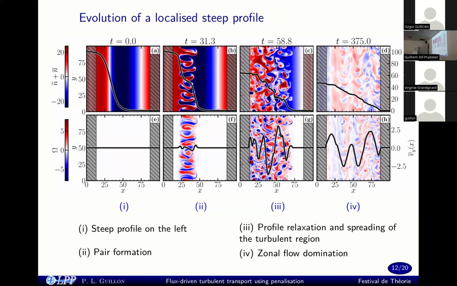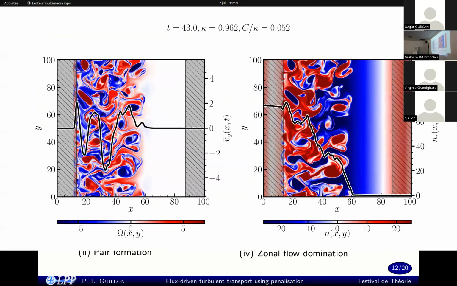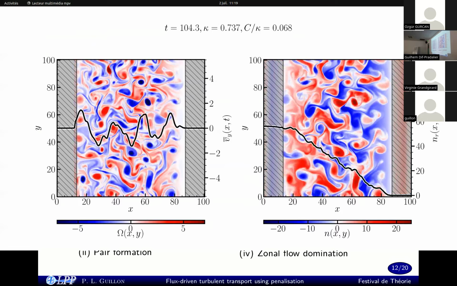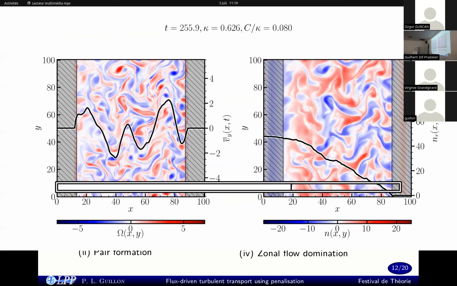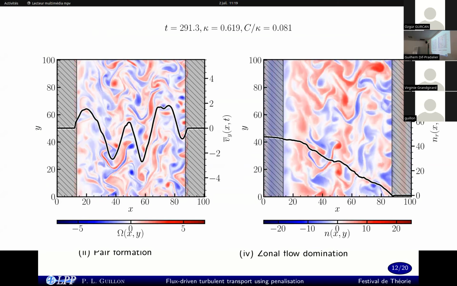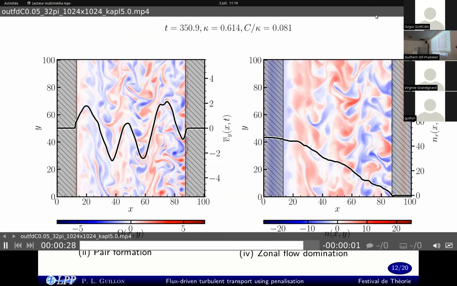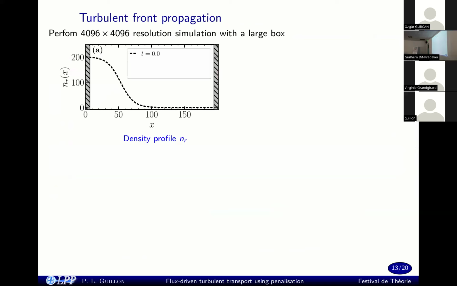So we can also look at the time evolution of this simulation in just a second. Here we see rapidly the linear instability, the blobs, then the turbulent activity located in the left part, which slowly spreads to the right, while the profile collapses. And then if we go a bit further, we see that now the system is dominated by zonal flows and the profile stops collapsing. Okay. So let's study that in more detail using a 4,000 square resolution simulation.